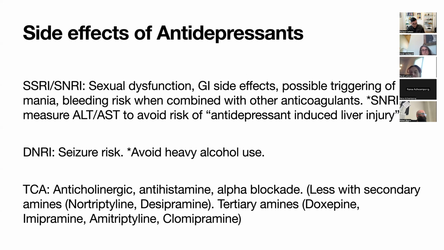DNRIs, what's a DNRI? There's only one of them. Wellbutrin, bupropion. Yep, very good, bupropion. Right. I like bupropion. I know a lot of guidelines don't use it first line, but I actually use it first line because I treat a lot of young adults and teenagers. And if you want teenagers or young adults to hate you, give them an SSRI, right? They can't have sex, right? They feel flat. They gain weight.